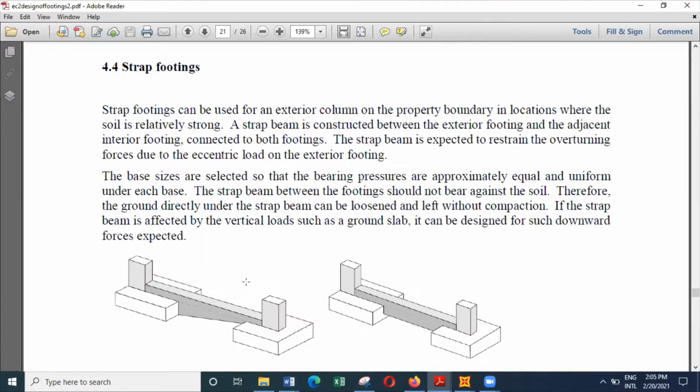So we can actually design the beam to resist some bending moment, so that part of the load to be resisted by the outer footing will be transferred to the inner one, and that way we can design it to have the minimum rotation on the outer footing.